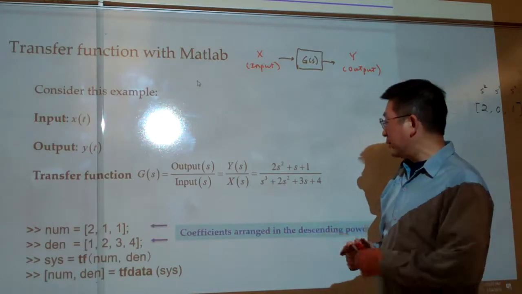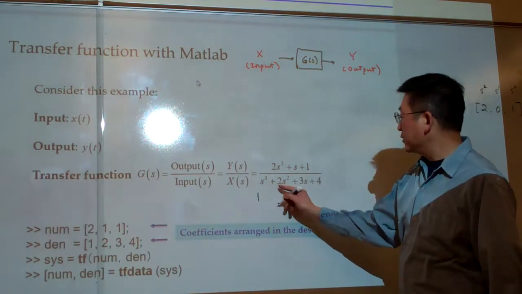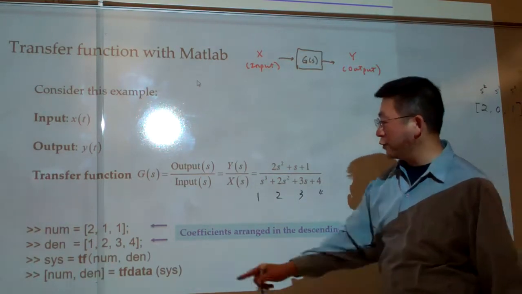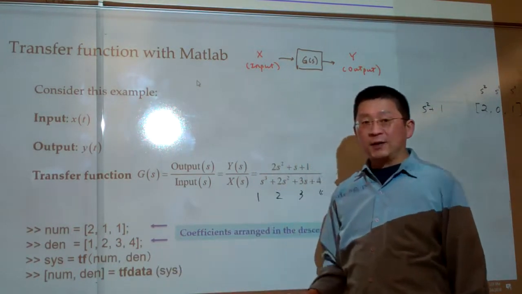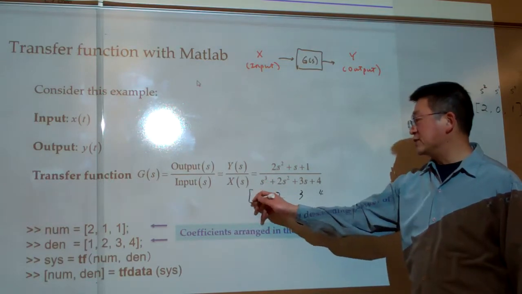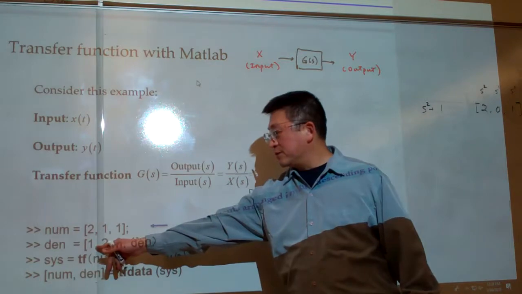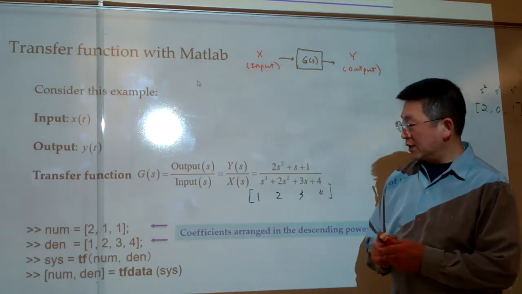The same thing goes for denominators. This is coefficient 1, coefficient 2, coefficient 3, and this is 4. So 1, 2, 3, 4, separated by commas, or you can separate them by a space. Either way. Okay. Separated by commas or space.